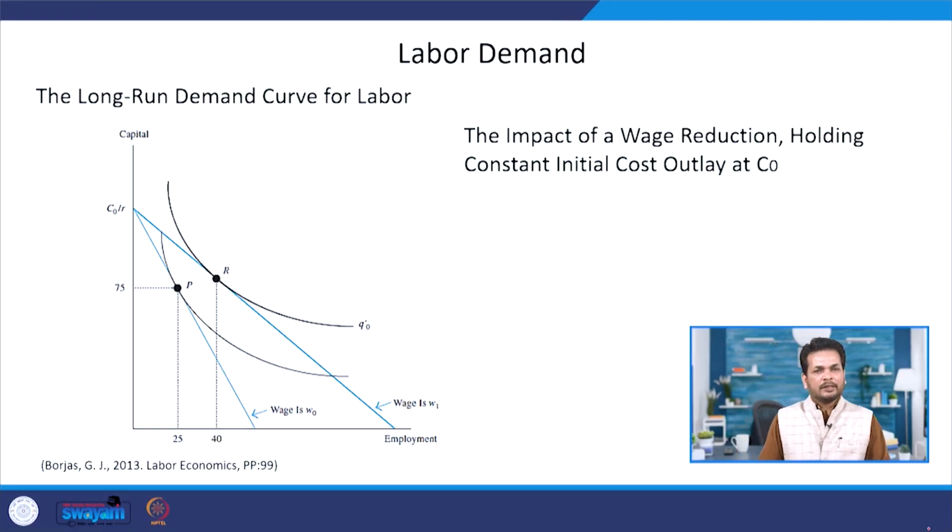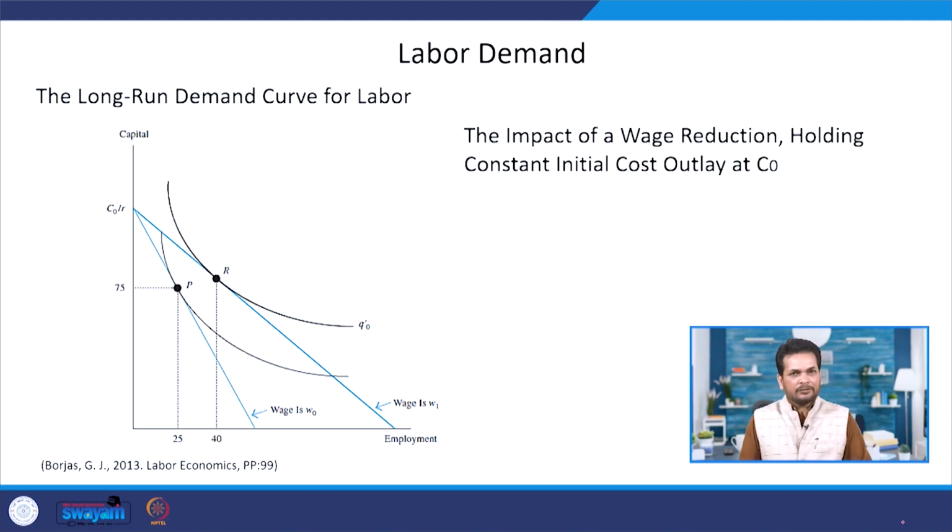Now, let us see what is going to happen to the employment decisions of the farm if there is a change in the wage rate. Here we consider a decline in the wage rate, holding the initial cost outlay constant at C0. So, we are assuming that the total cost outlay C0 is constant, and if any reduction happens to the wage rate, how will the employment decision change?